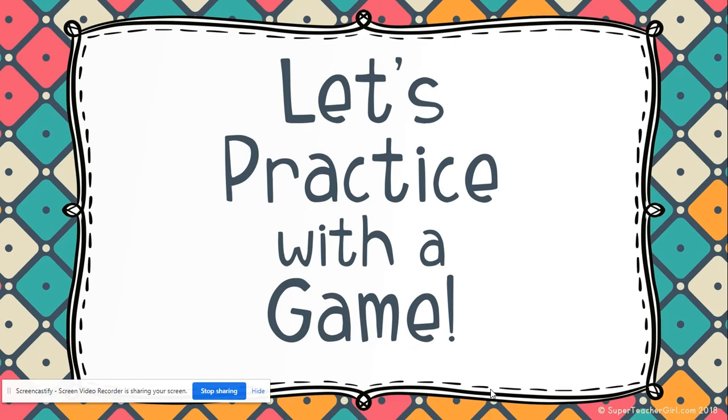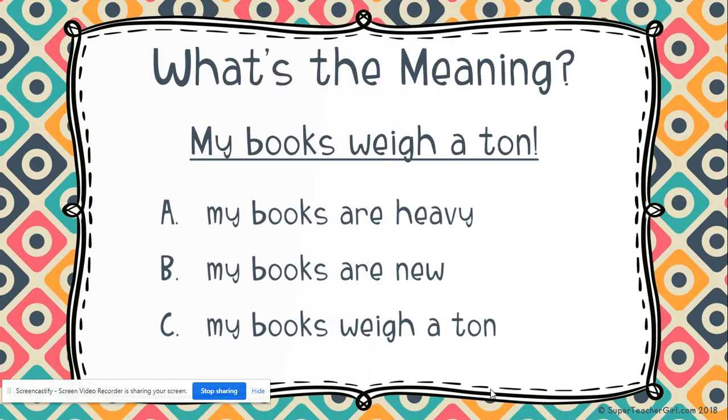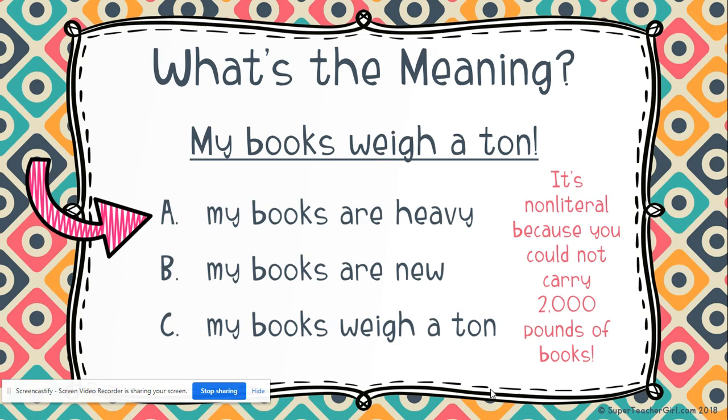So here's a little practice game. What's the meaning? My book weighs a ton. What's the meaning of that? A, my books are heavy. B, my books are new. Or C, my books weigh a ton. We say A, which is non-literal because you couldn't carry 2,000 pounds of books.